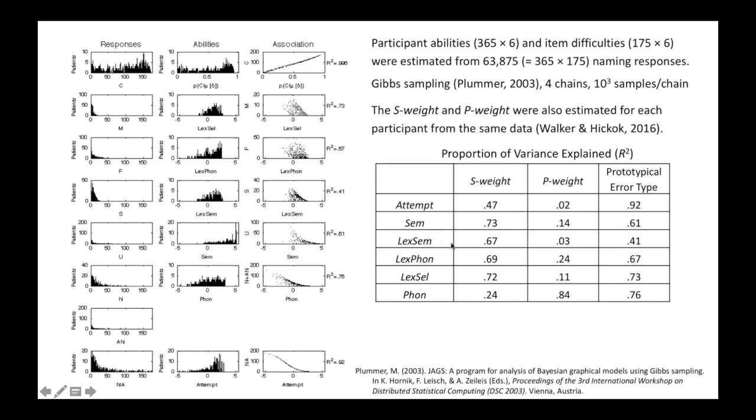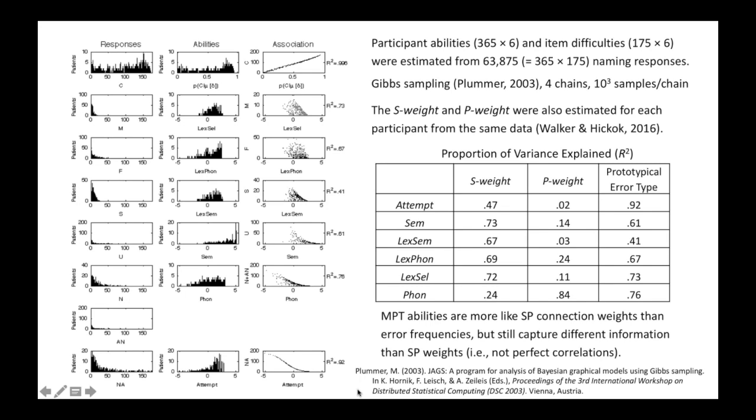But otherwise, the semantic, lexem, and phon abilities. So sem and lexem are both much more strongly correlated with S weight than their prototypical error type, and of course much more strongly correlated with S weight than P weight. Lex phon is different than the rest of these lexical abilities because it's more strongly related to P weight than the other ones. It has this interesting blend of a relationship. And phon is very strongly related to P weight, but it's not a perfect relationship, and it's more strongly related than the overt non-word error types. So the takeaway here is that the MPT abilities are capturing some information that's more like the SP model than the overt frequency statistics, but it's not the same information. There's still some more stuff going on here. So what's going on here?